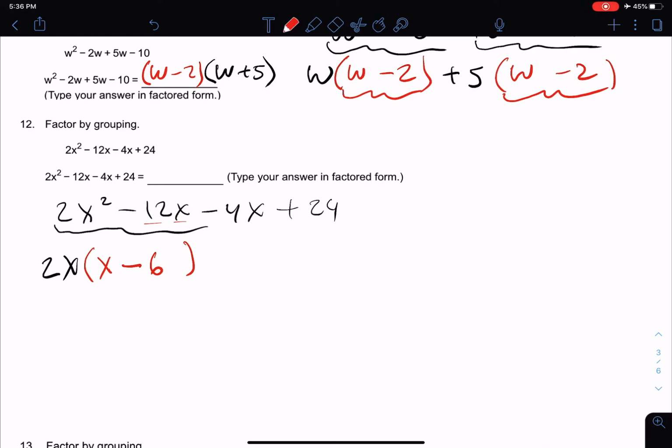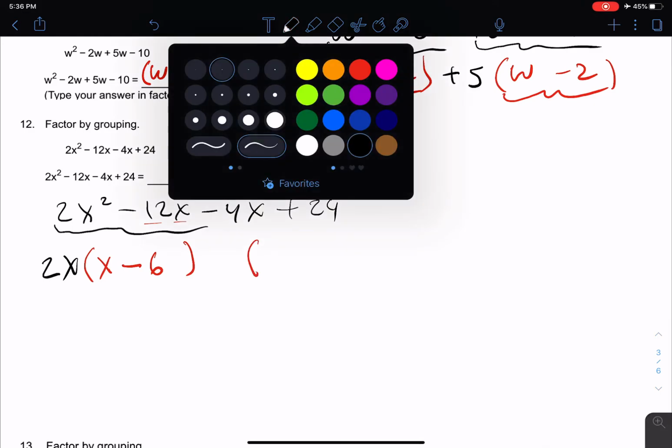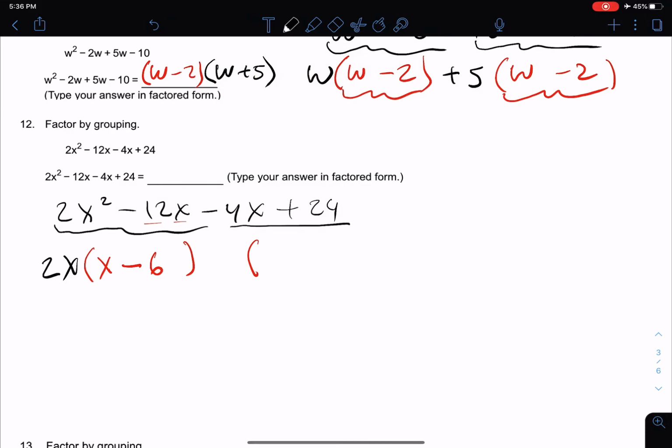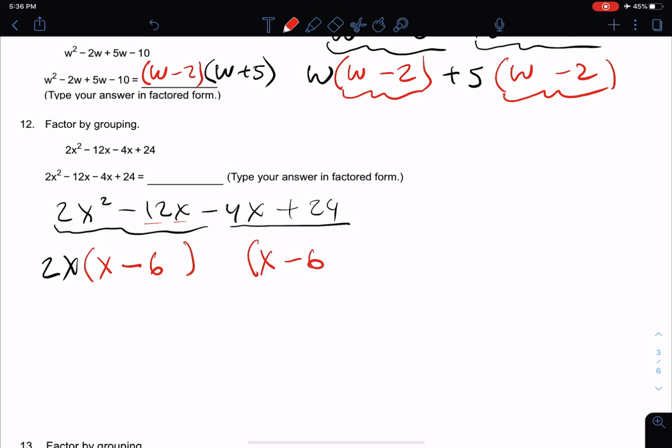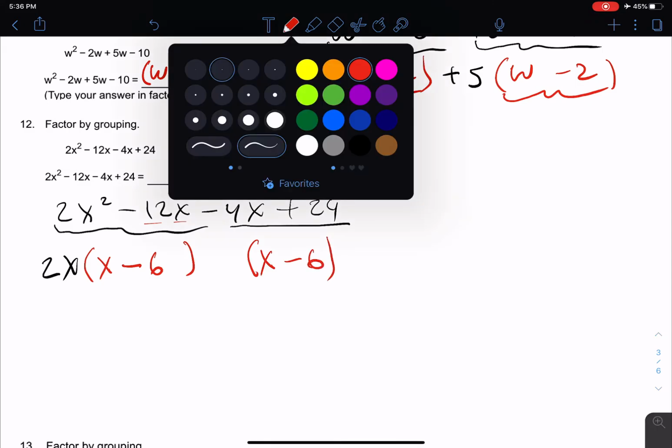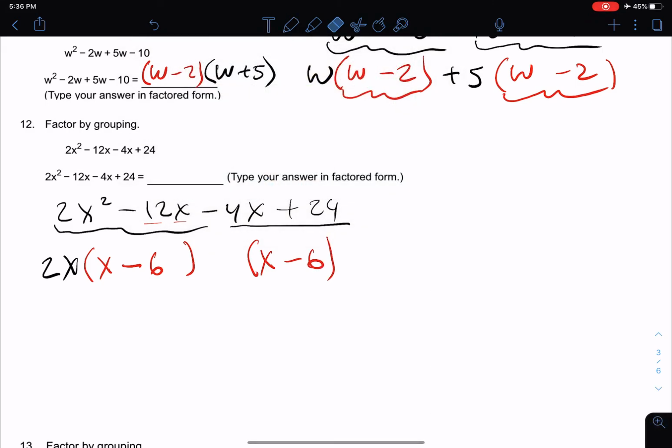Now I'm going to do that technique that I often do, especially when there's negatives involved. We know the next two terms we need to factor out, so let's take a look at the remaining two terms. We need to get this same matching x minus 6 for this to work. So the question is, what can you factor out to make this negative 4x? Well, negative 4. Negative 4 times x is negative 4x, and negative 4 times negative 6 is positive 24.